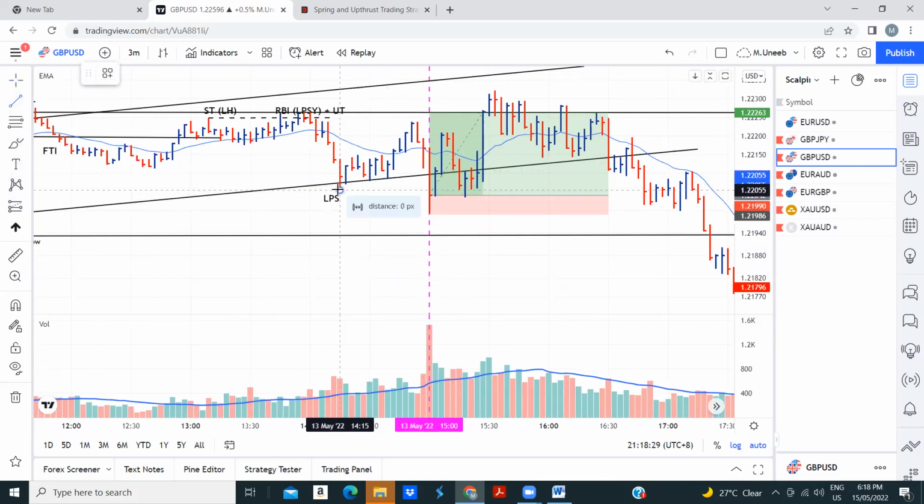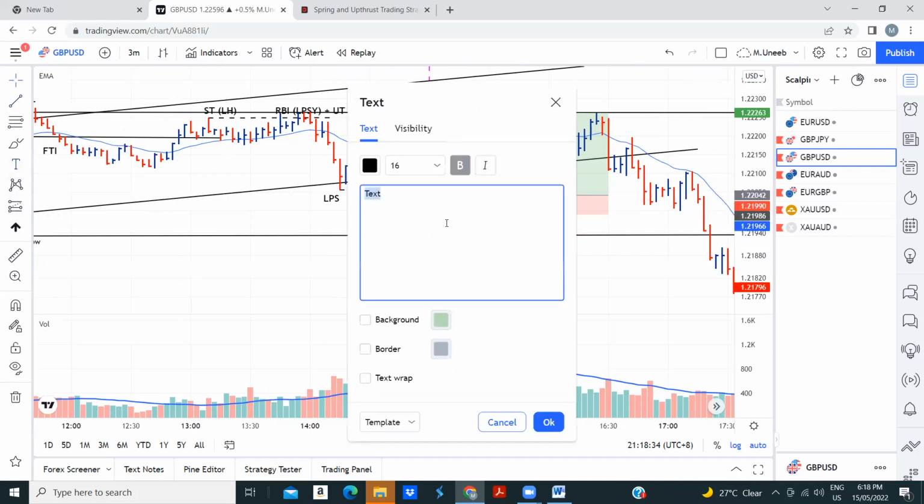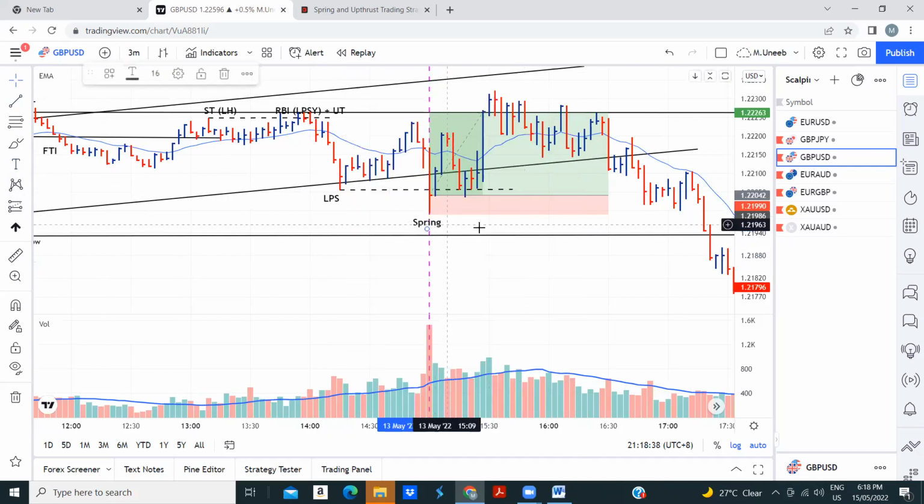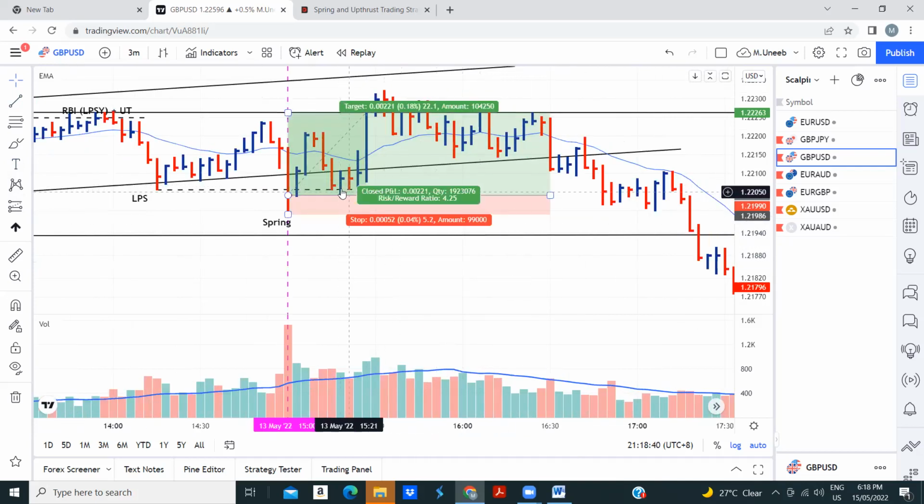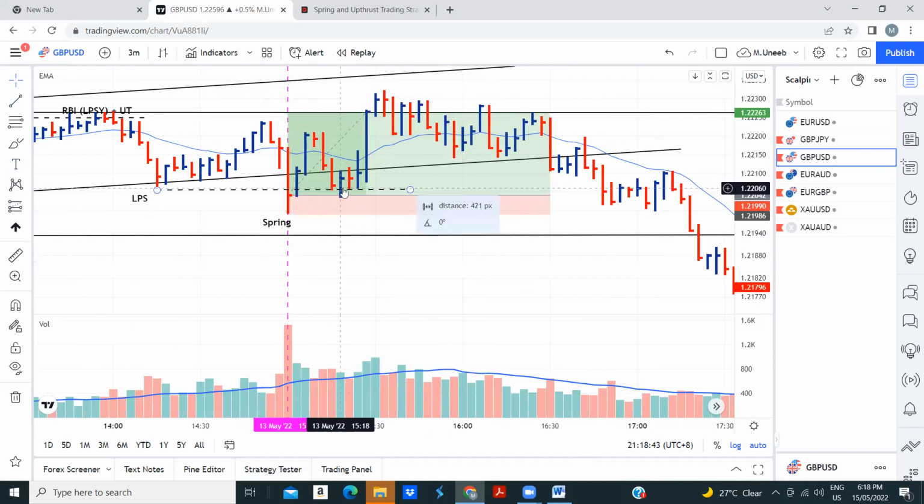If you draw an LPS line here, this is what? Spring. Right? Make sense now? Yeah. This is spring. And this is what? Test of spring. Right? And what do we notice here? Huge bar.